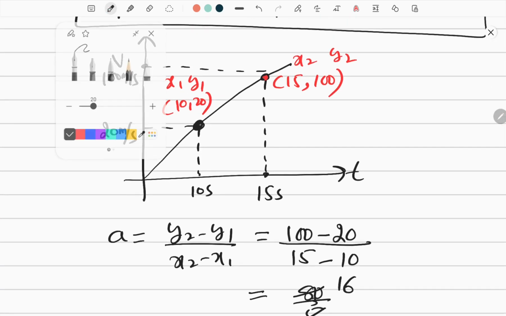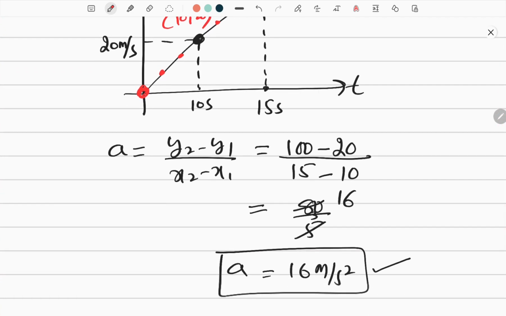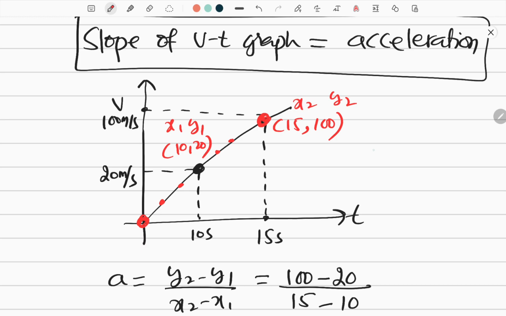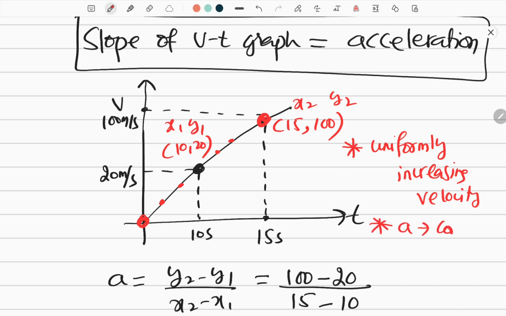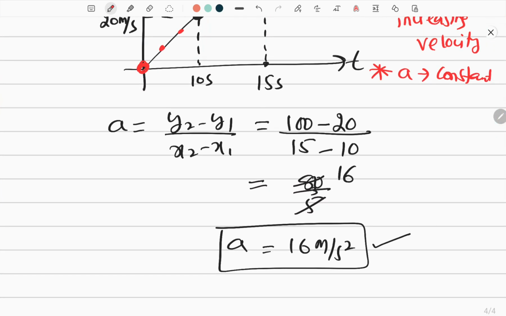Wherever you want to find out, for example, if you choose these 2 points, here also we will get acceleration as 16. Here these 2 points, here also 16. This point and this point, then also 16. Whichever points you choose, everywhere you are going to get 16 meter per second square only, because here the acceleration is constant. What kind of motion is it? It is uniformly increasing velocity, no? Uniformly increasing velocity means acceleration is going to be constant. All right, so this is how you are supposed to calculate the acceleration.